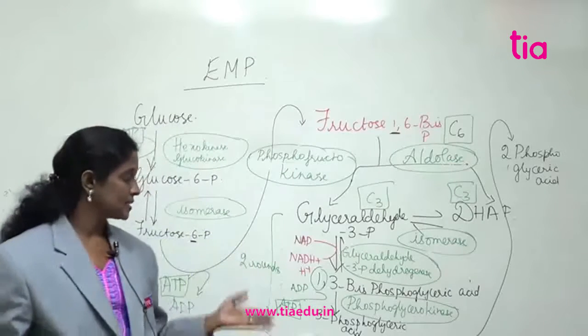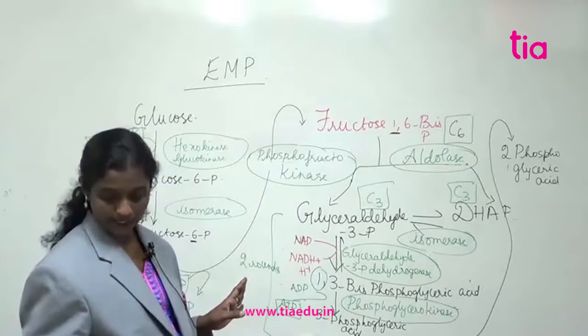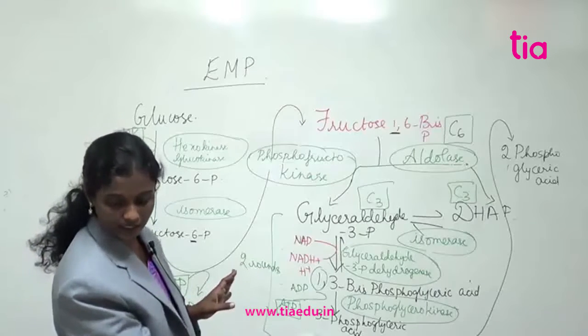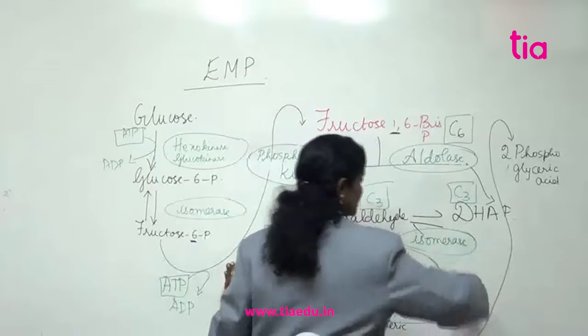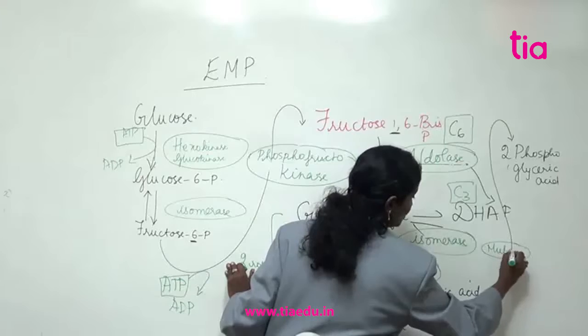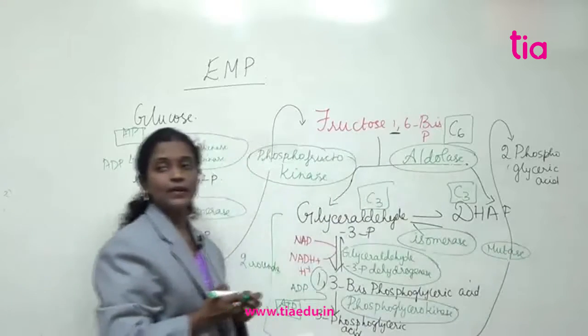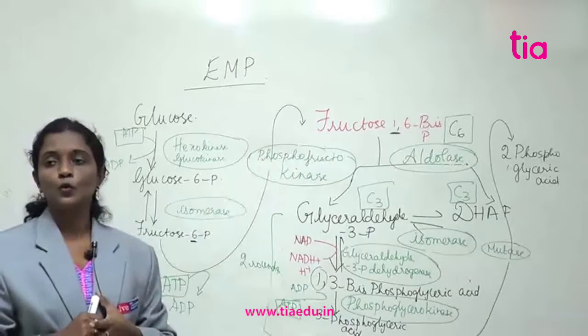This kind of isomerism requires an enzyme. What could be the enzyme? Any guess what could be the enzyme which is going to catalyze this particular step? It is mutase. This step is catalyzed by the mutase enzyme, phosphoglyceromutase. Are you all with me? Okay, so where are we now? We started here and we have gone up to 2-phosphoglycerate.